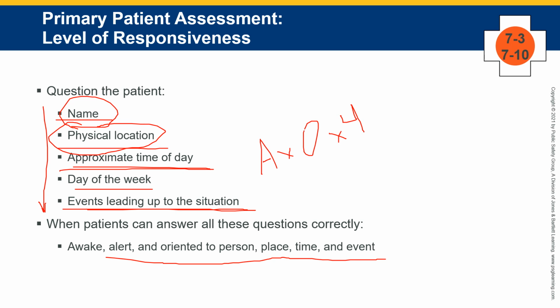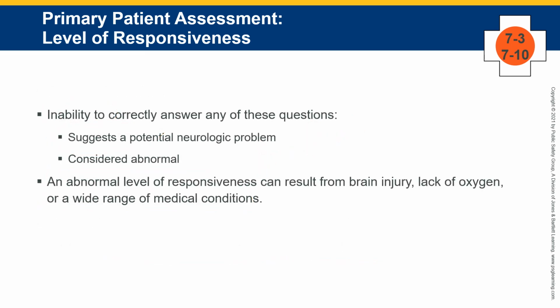If we say, hey, who are you? And they say, I'm Bill. And we say, where are you? And they say, I'm skiing at Copper Mountain. And we say, about what time is it? And they say, oh, I just ate lunch. It's probably about 1 o'clock. And you say, what happened? And they say, I don't know. The last thing, the least persistent thing in their memory, is the one that's disappeared. That patient's A&O times only 3. It could suggest a potential neurological problem. It's going to be considered a little bit abnormal.